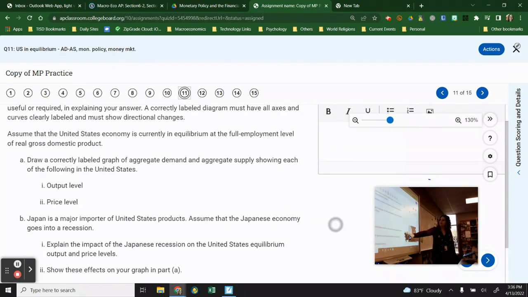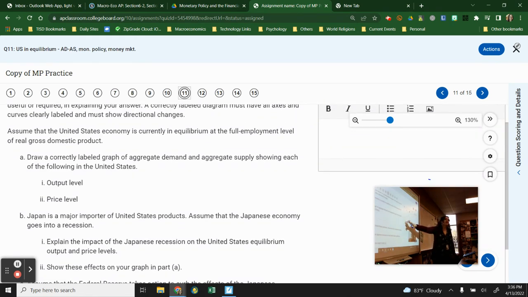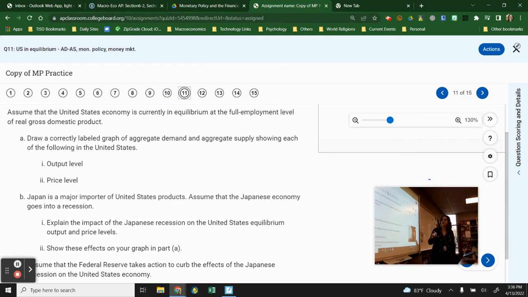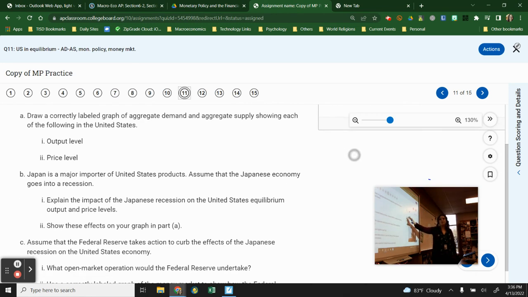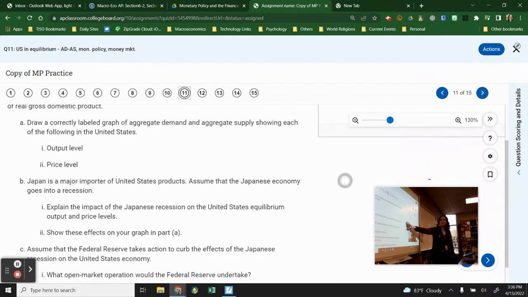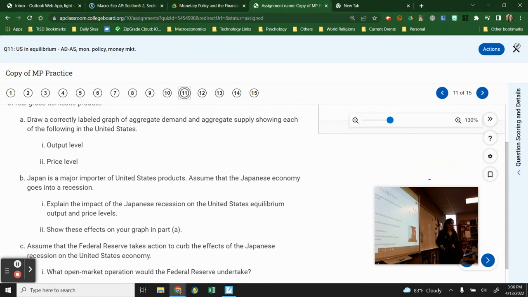You always read the top of the FRQ. What I did was a mistake that y'all make all the time. Y'all go straight to A and you're like, draw an aggregate supply and demand graph, without reading that the economy is currently in equilibrium. It could start off in a recession, and then you're going to get everything wrong. It's in equilibrium though.